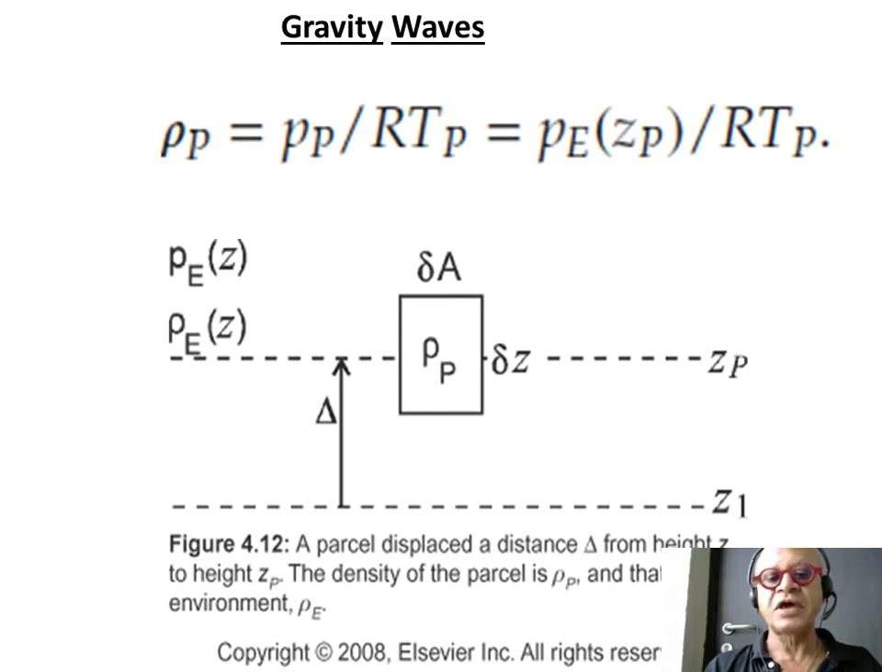So here we have Z1 and Zp, height of the parcel, and we have moved it by delta, which is just our delta Z, and we have our ideal gas law applying for the parcel: pressure of the parcel at Zp divided by R Tp, which is the temperature of the parcel, Tp. Right? Fun to say Tp, and that's equal to the pressure of the environment. Why?